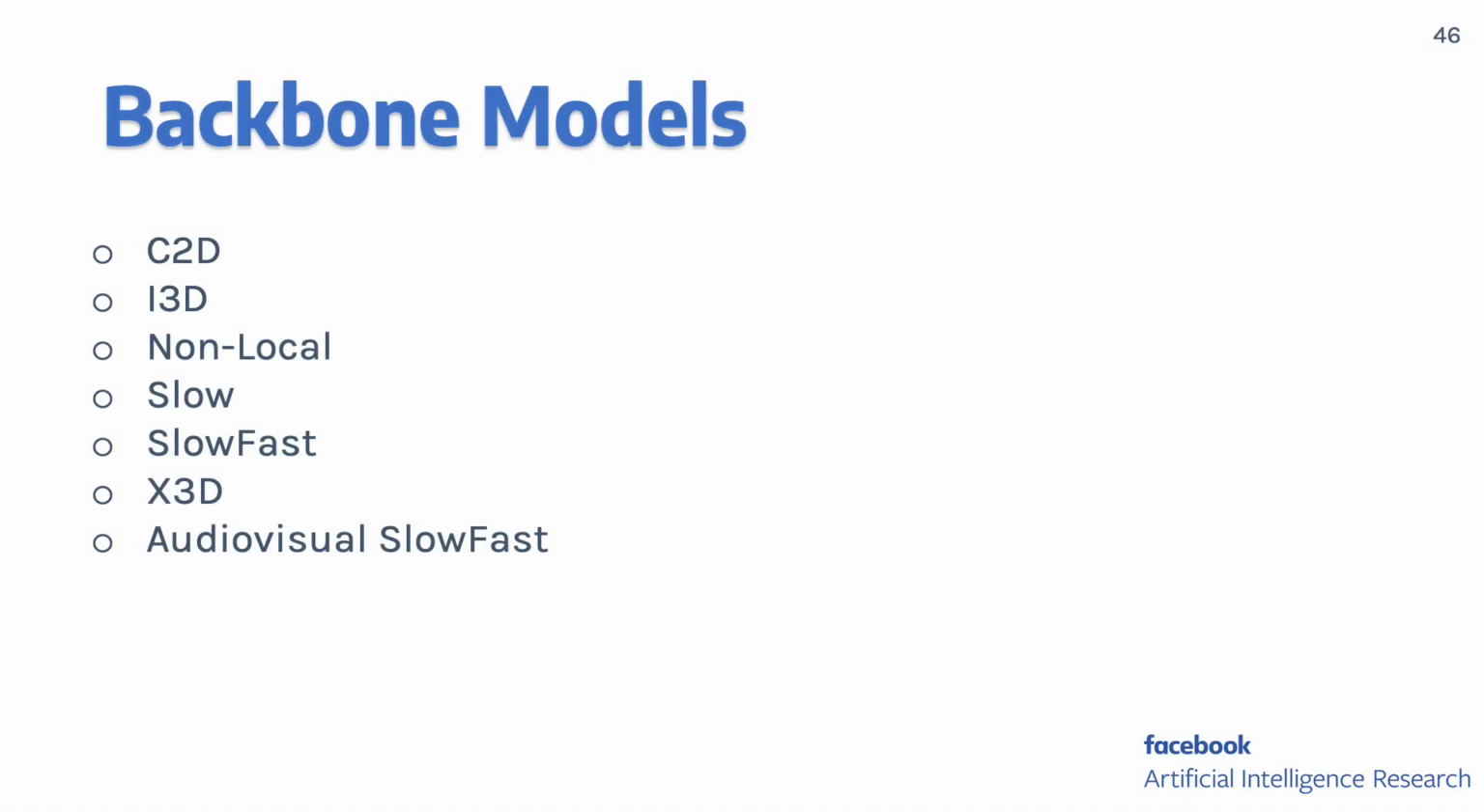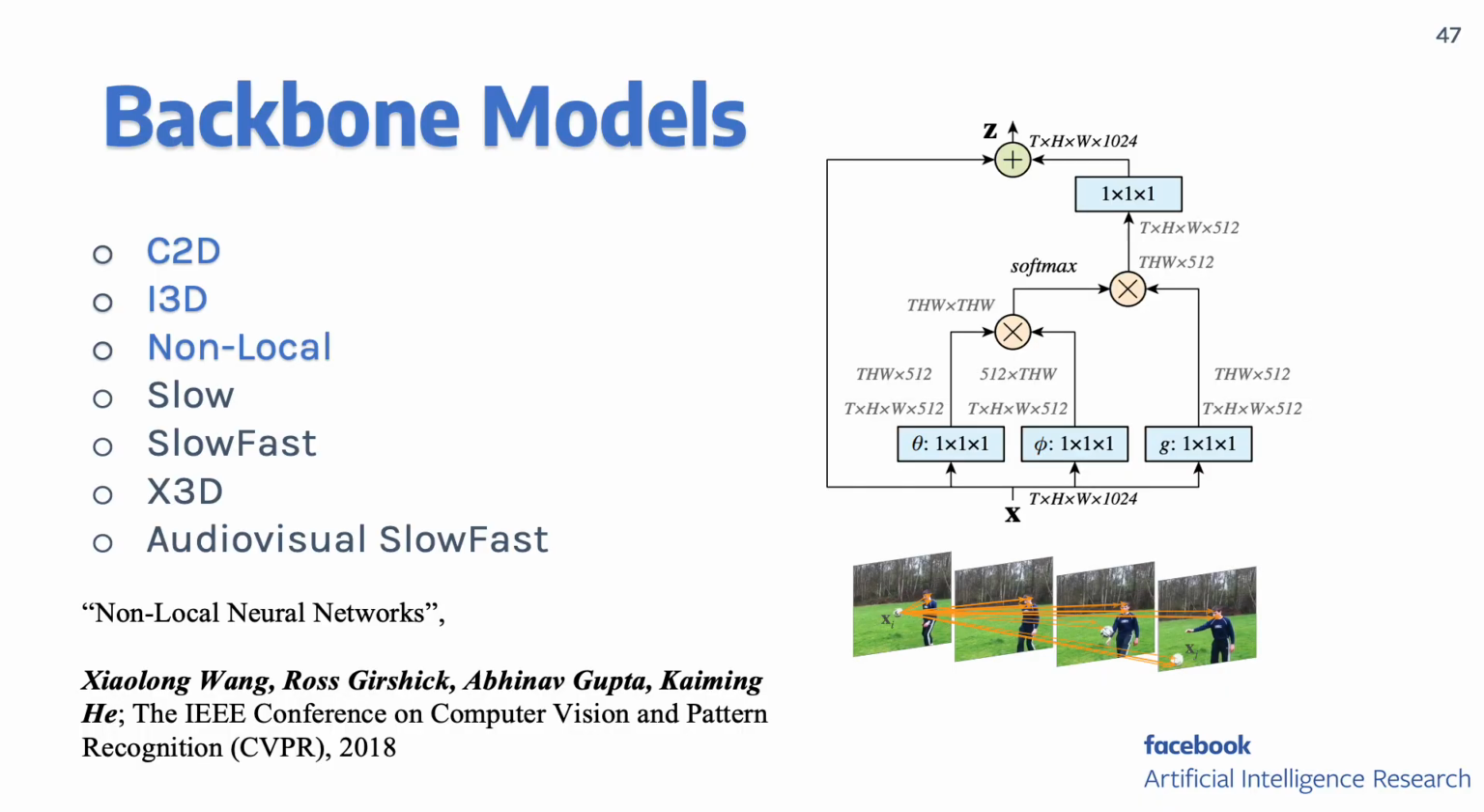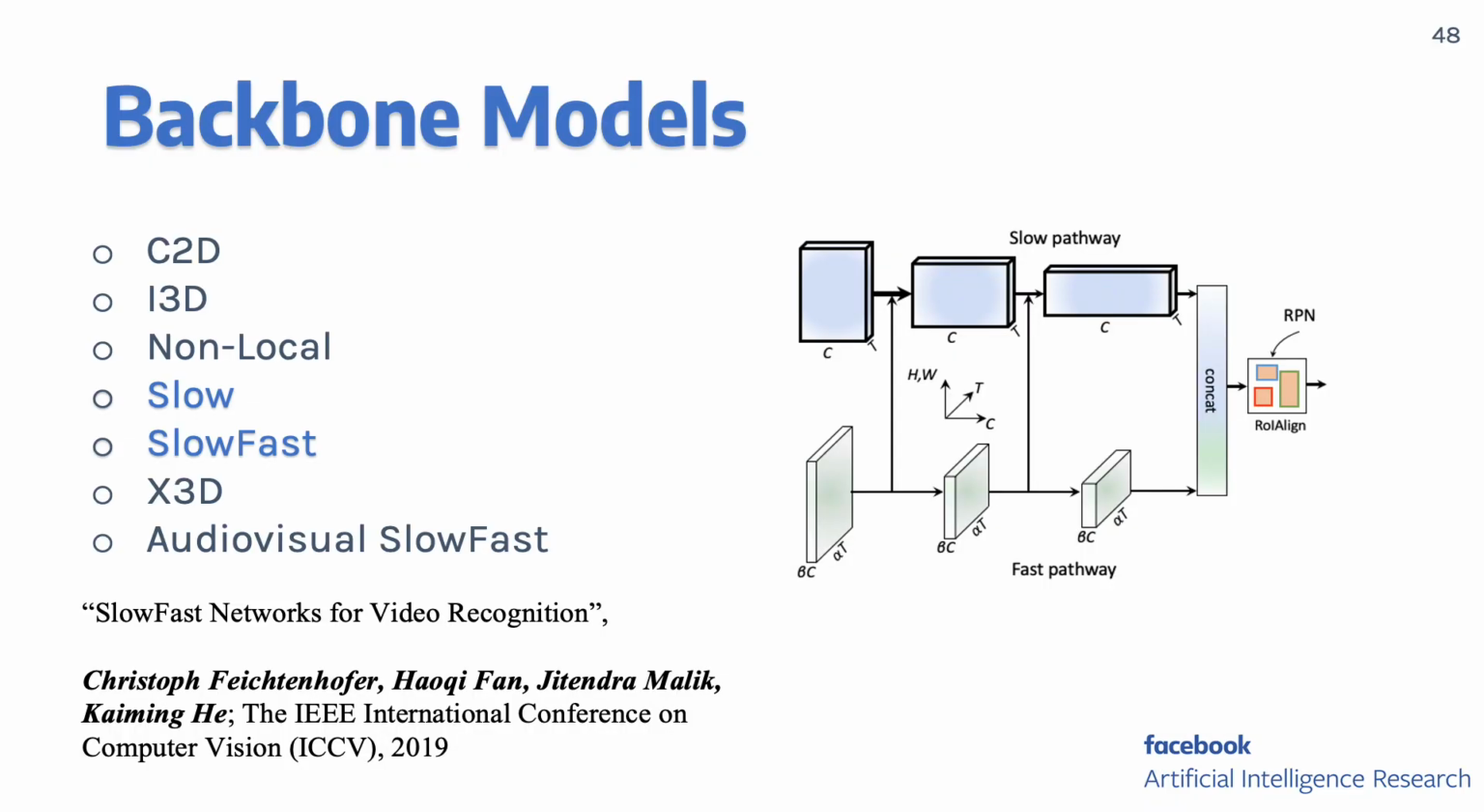In PySlowFast, we are supporting many different types of backbones. It starts from convolutional 2D networks to inflated 3D networks, and then to the non-local block, which was proposed in the paper Non-local Neural Networks. Besides that, we also provide some higher capacity models like Slow and SlowFast, introduced in the paper SlowFast Networks for Video Recognition.